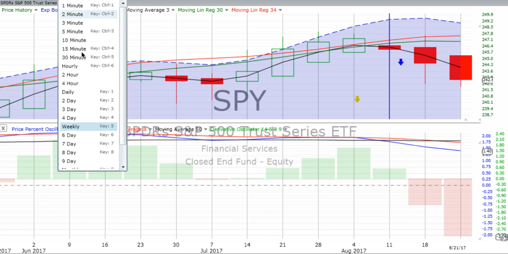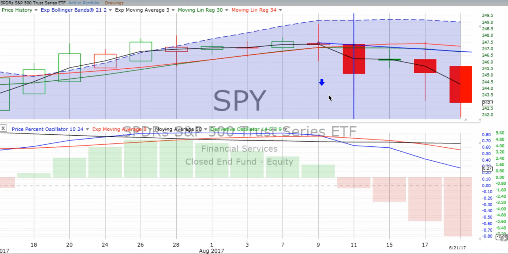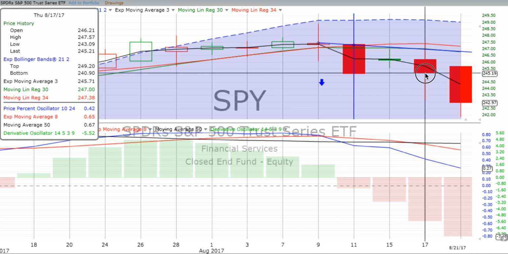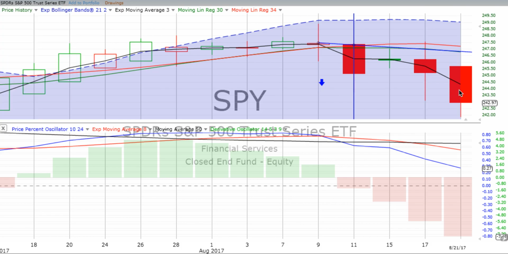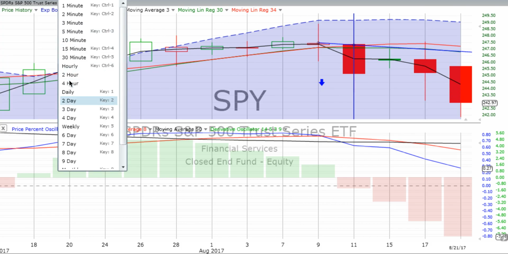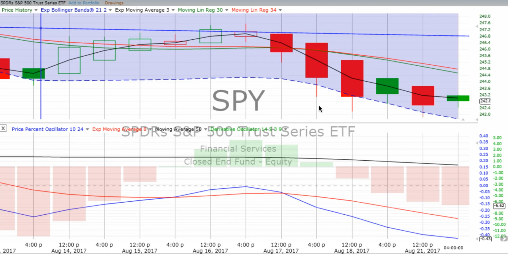So let's take a look, dive in a little deeper. What's going on in that 2-day chart? You can see that the 2-day chart has moved down significantly, particularly the 2-day chart ending on the 21st. As we continue to look at what's going on, we're going to delve into the 4-hour chart, and we can see that we had movement down in the morning, a little bit of a recovery in the afternoon. We still have the derivative oscillator heading down.